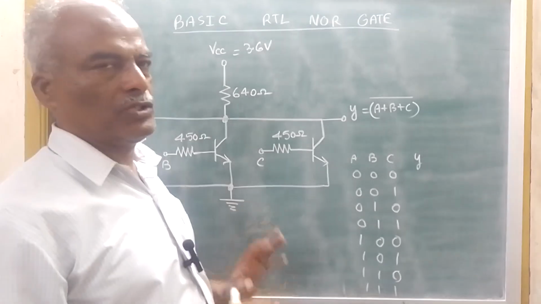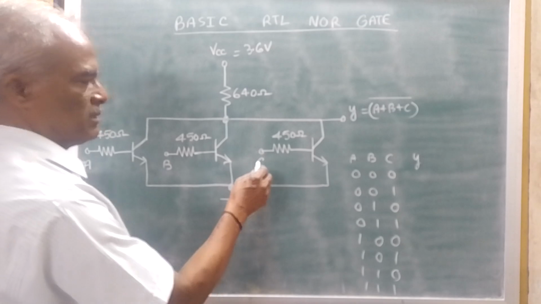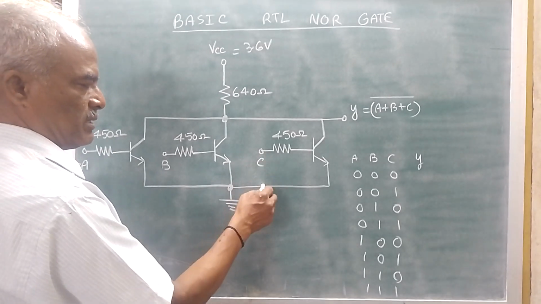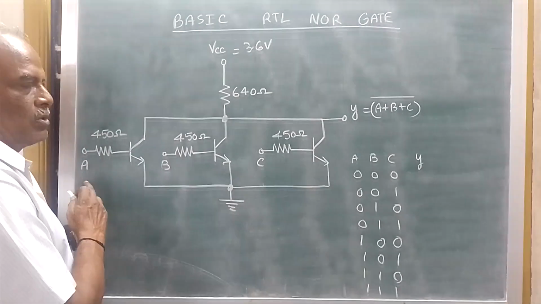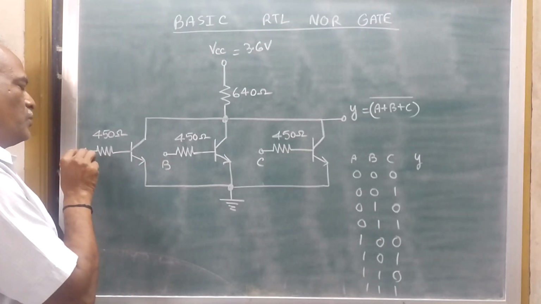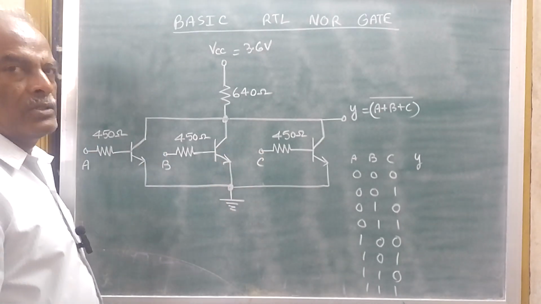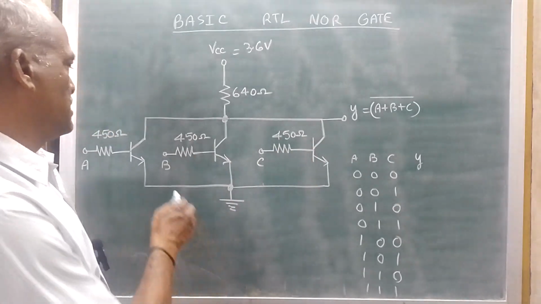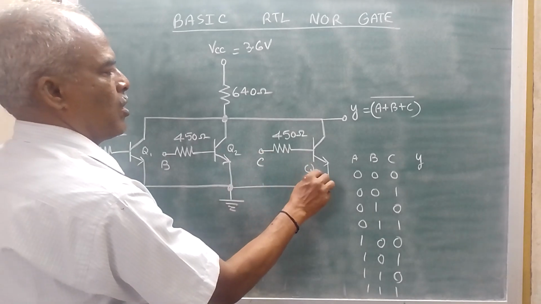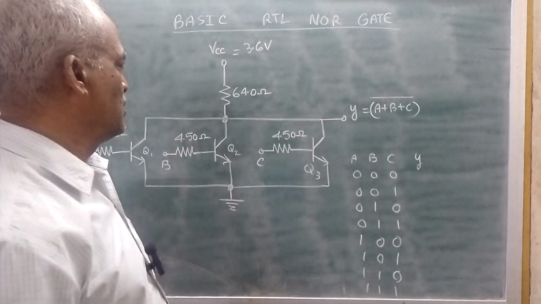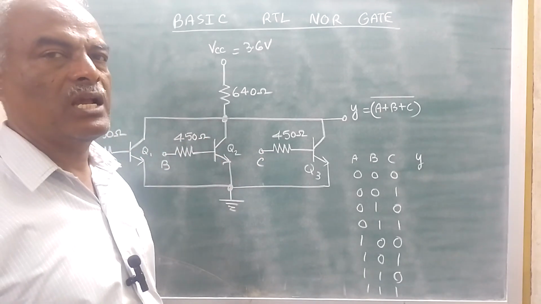So initially what we are assuming is A, B and C is 0. That means this is connected to ground. So C is connected to ground, B is connected to ground and A is connected to ground. That means the input at this point is 0 volt, here is 0, here is 0. So all the three transistors, say I am calling this as Q1, Q2 and Q3, all the three transistors will not conduct. That means all the three transistors are in cutoff.